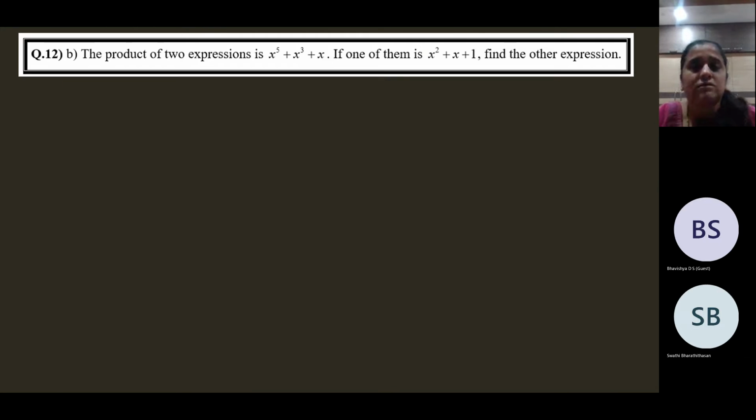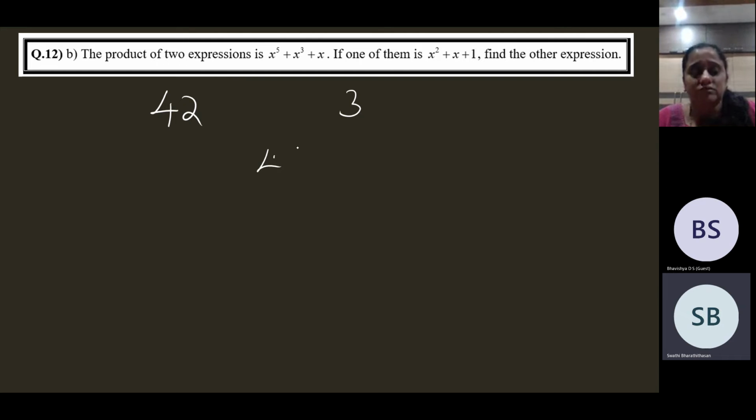Okay. So this one, what will you do if I say that the product of two numbers is 42 and one of the numbers is 3, what is the other number? What will you do? Ma'am, 42 by 3.